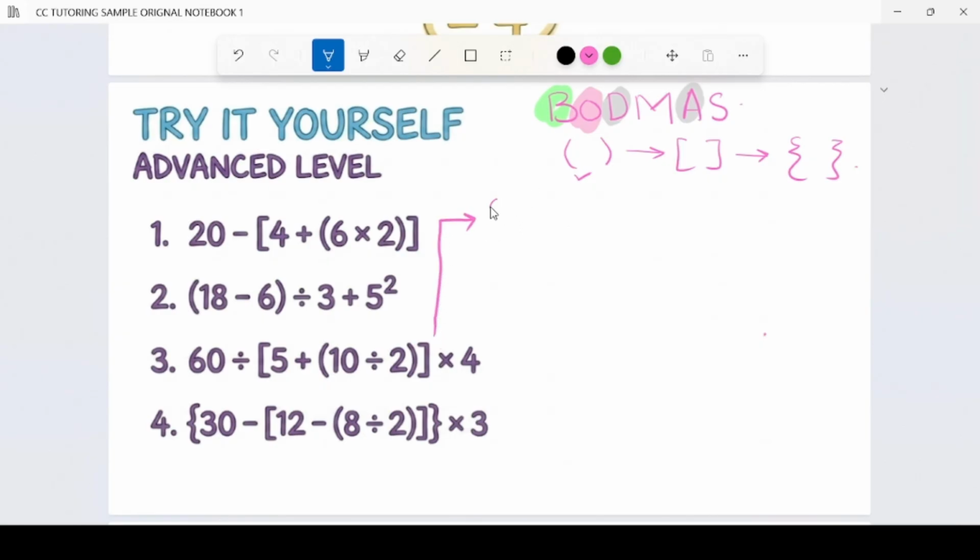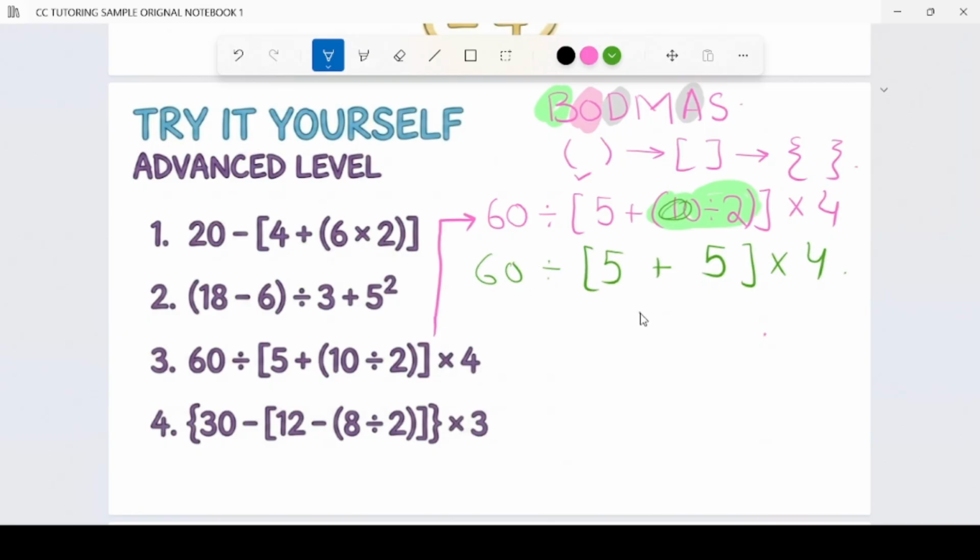I'm going to write the question. 60 divided by the bracket, that is 5 plus 10 divided by 2, multiplied by 4. According to this, I'll solve this part first, and that is 10 divided by 2, which is 5. 5 plus 5 is the bracket, divided into 60, multiplied by 4. So 5 plus 5 equals 10. Anything that is inside the bracket, we don't have to think about anything else. We'll just solve the bracket.